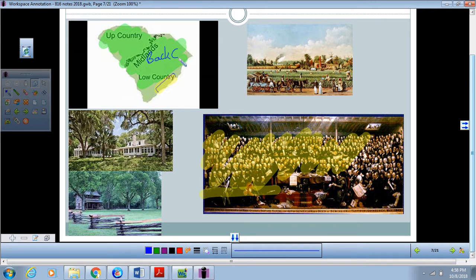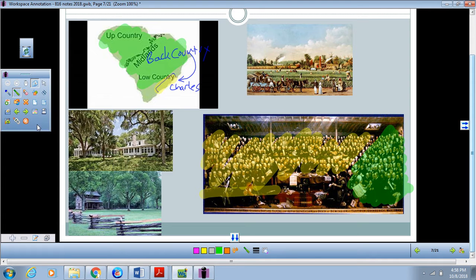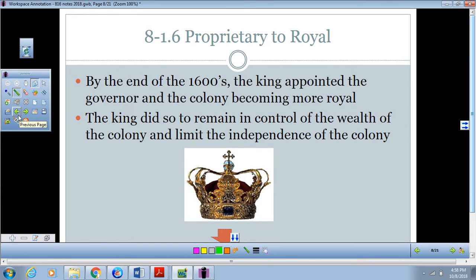There were not large plantations in the back country and up country. Those were mostly in the Low Country by Charlestown. Well, the back country actually had more people, but they were smaller farmers. Even though they had more people, they had less representation in the Grand Council.